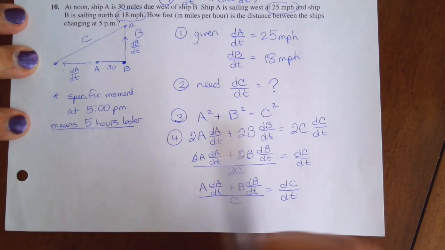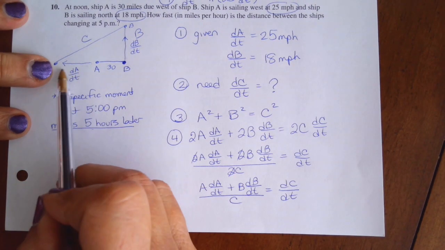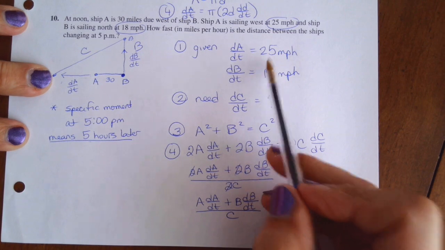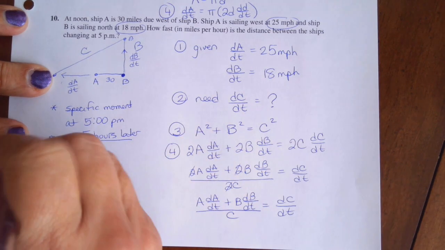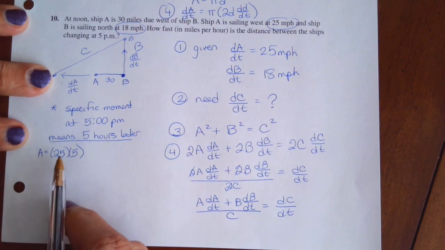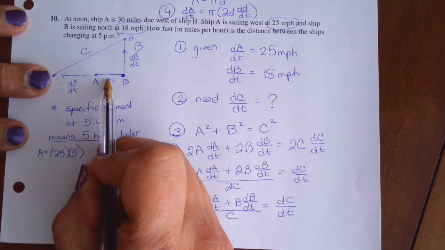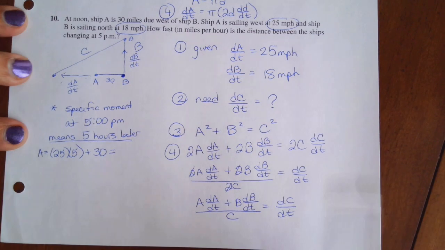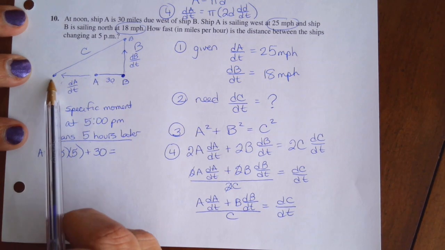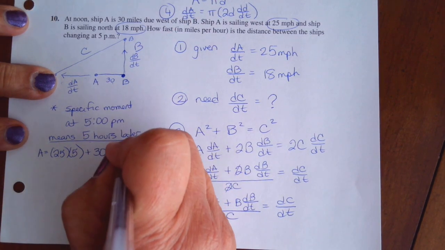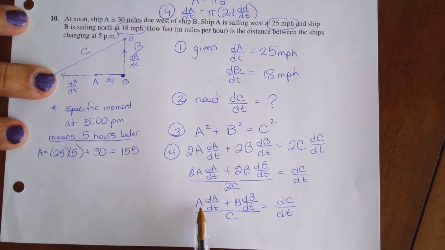Well, we can do this. Let's start with A. In 5 hours, it's moving at 25 miles per hour. So for ship A, I would take 25 times the 5 hours. But I also have to add 30, because remember it was already 30 miles away. So the distance from this point to where A is at 5 p.m. would be this many miles. That is 155.